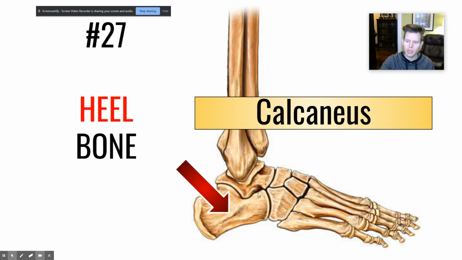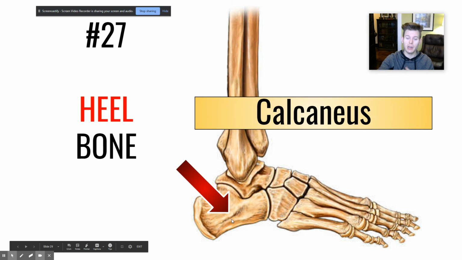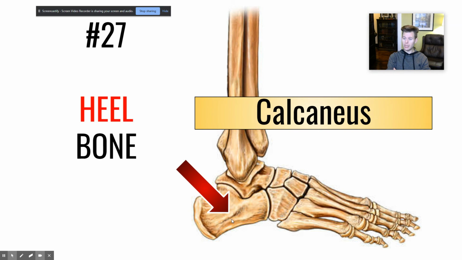27, the heel bone is called your calcaneus. I remember this by dogs. If you tell a dog to sit or to heel, they might go and sit by your heel. So a canine is a dog. So calcaneus to me sounds like a dog sitting on its butt or its calcaneus. Sure.